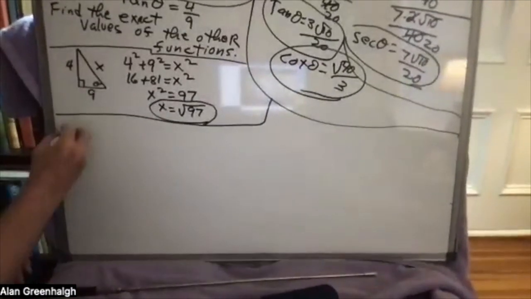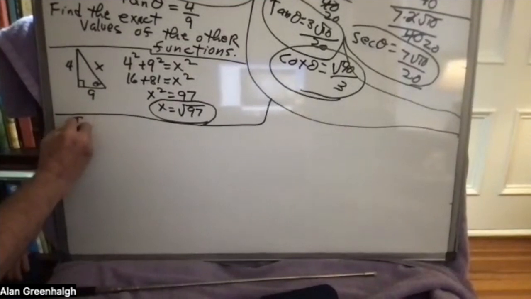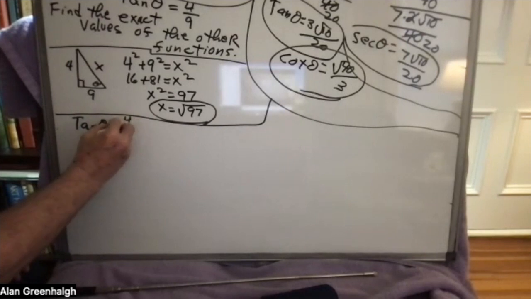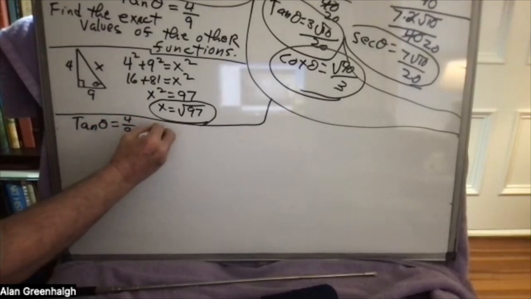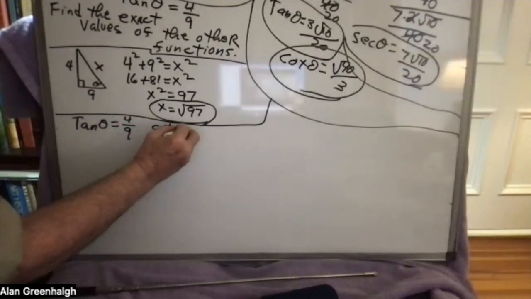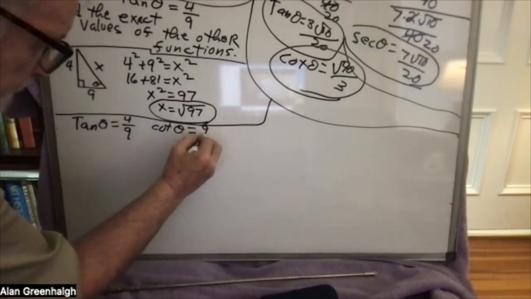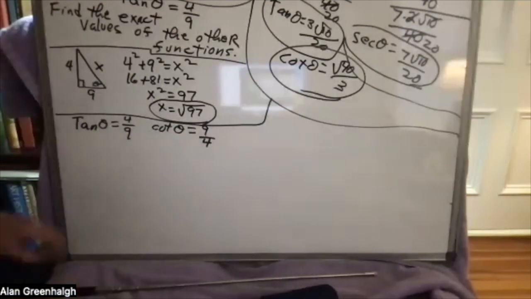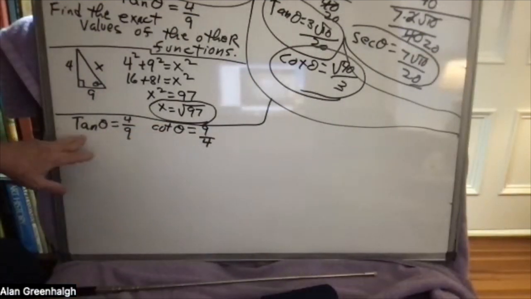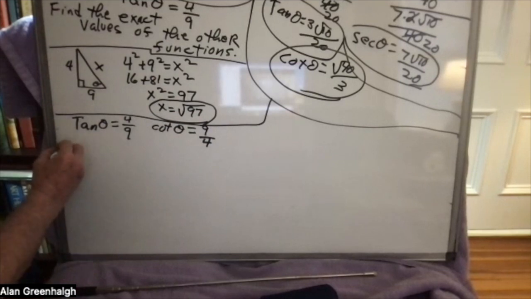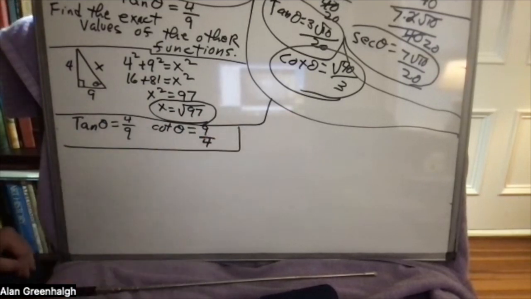The second part of the problem is going to be to answer the question. So, if the tangent of theta is equal to 4 over 9, then the cotangent of theta is equal to 9 over 4, because cotangent and tangent are reciprocal functions. So if you know one of them, you automatically know the other one by simply flipping it over. So that takes care of tangent and cotangent.